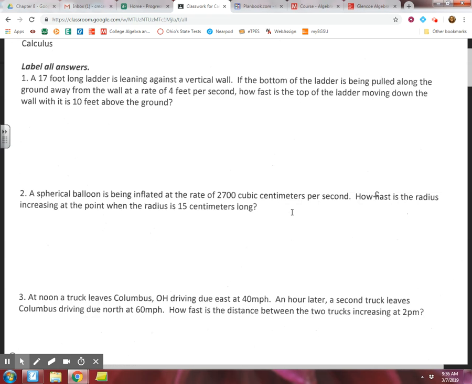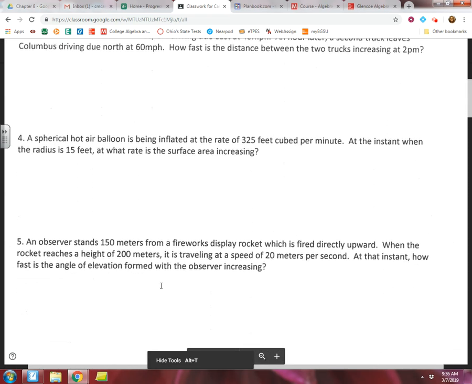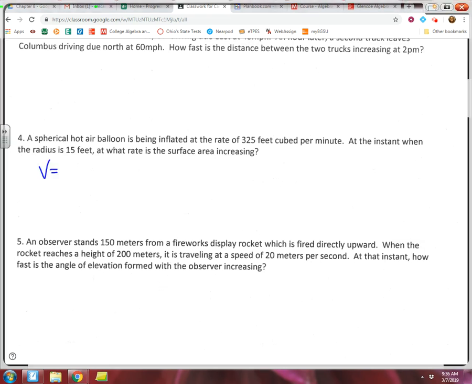What's your static equation? V equals? Yeah. Okay, so let me come back around here. All right, so you're telling me your static equation is V equals 4/3 pi r cubed. Okay, can you tell me what you know? Okay, so we're going to have to look at this. Go ahead, tell me what you know.